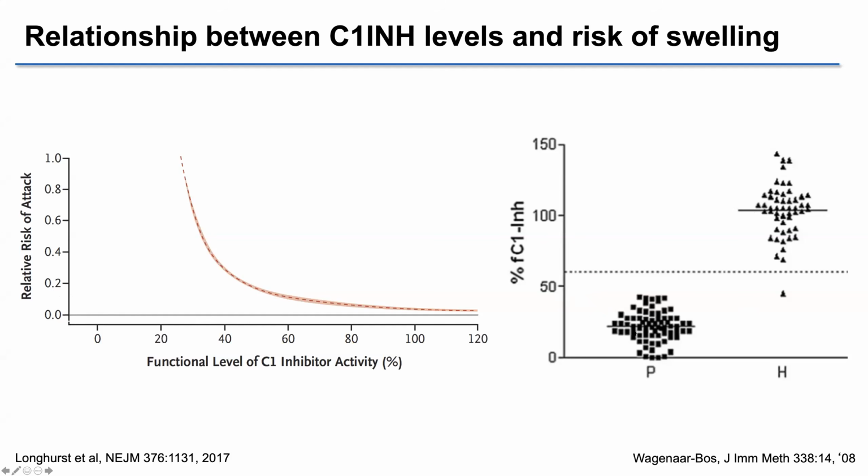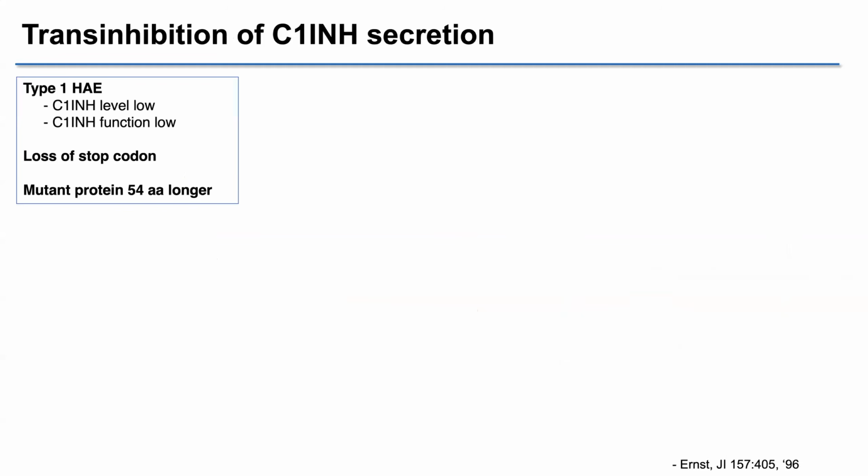But no, the actual level of C1 inhibitor in untreated HAE C1 inhibitor patients, the functional level tends to be about 15 or 20% of the normal level, which gives you a very high relative risk of an attack. And so the question, why isn't it 50%? Why is it 15 to 20% is actually extremely important.